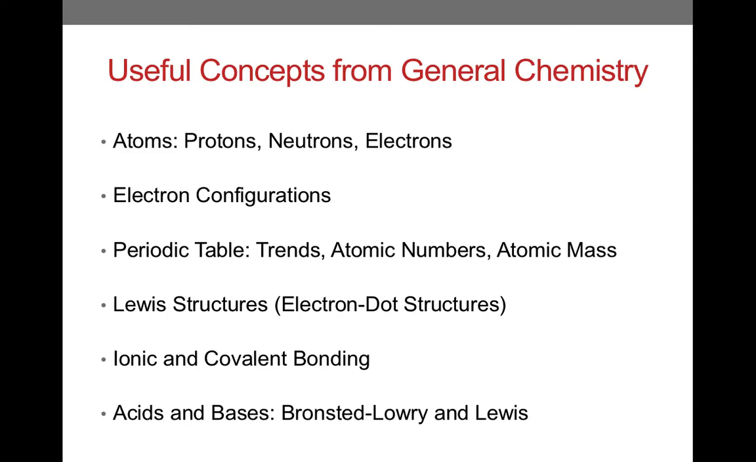You should be familiar with these topics: atoms, electron configurations, periodic table, Lewis structures, ionic and covalent bonding, and different definitions for acids and bases. If you need to review any of these topics, please do so. We will use these concepts throughout the course, so it is important to have a good understanding and foundation of these concepts. Again, this lesson is only going to be a quick review.